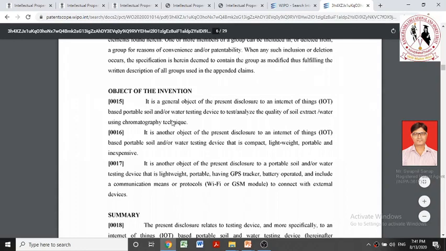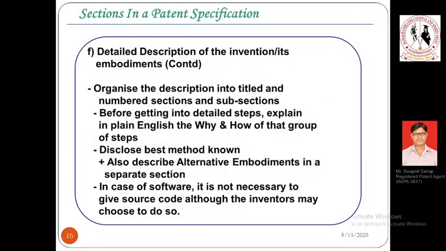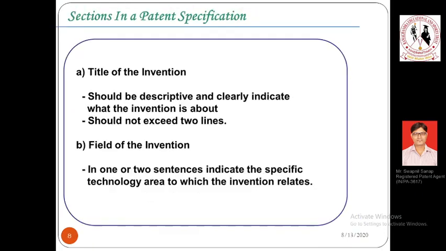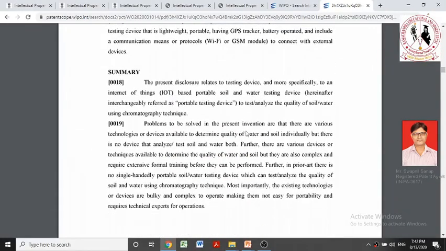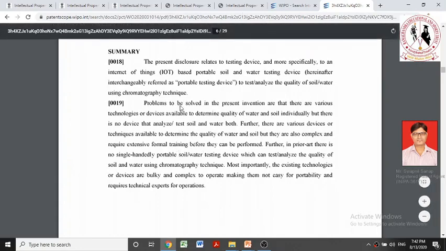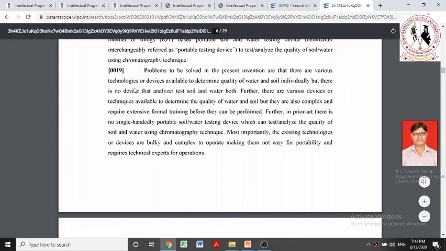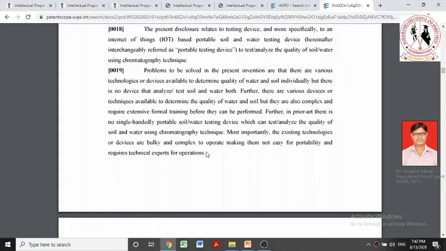I hope you appreciate that everything is going in the sequence that we discussed in that particular slide. So for example, in the slide that we discussed, here you see the title of the invention, field of the invention, background, and then the brief summary we just discussed, right? So here in the summary, we have to clearly explain the problems that are to be solved by the present invention, right? So this particular paragraph number 19 gives you a particular problem that is being solved, or at least they try to solve, by the present invention.